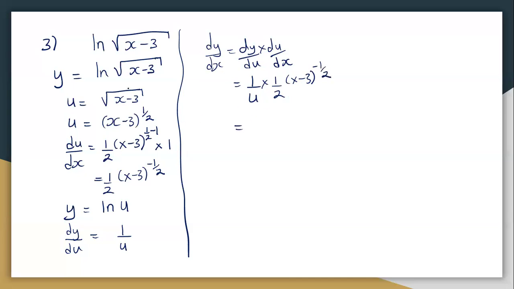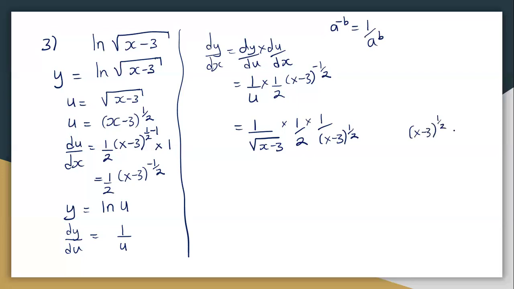But what is u? u is the same as root of x minus 3. So I will say 1 out of root of x minus 3 times 1 out of 2, then times 1 out of x minus 3 power a half. It has been a power negative half, but remember it is from this principle that a power negative b is the same as 1 out of a power b. Then when I reach here, I have x minus 3, x minus 3.